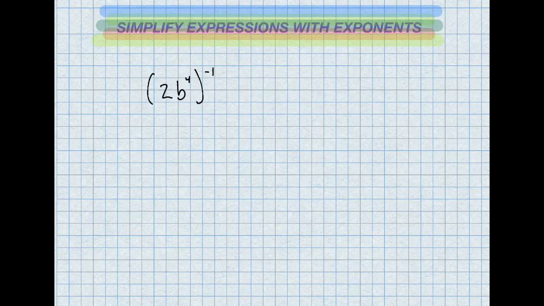Okay, 2b to the 4th power, all that raised to negative 1. Similar to what we just did, we're going to say that this is 1 over 2b to the 4th. So we just take all of this and shove it down underneath. This is called your reciprocal.